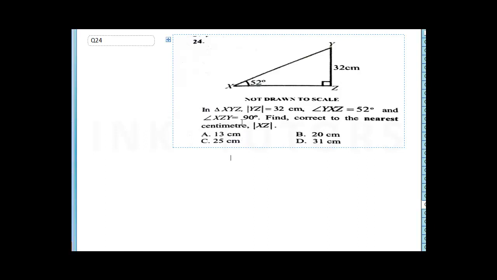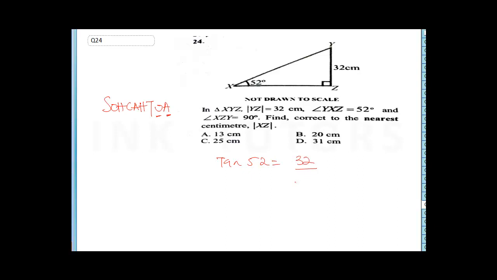Then the next question says in this triangle, YZ is 32 cm, angle YXZ is 52, and angle XYZ is 90. This is a right angle triangle. So all you need to do is apply your SOHCAHTOA theorem. We're being asked to find XZ. Now you know that XZ is the adjacent. When it has to do with the opposite and the adjacent, you involve your tangent. So from your SOHCAHTOA formula, you can see opposite and adjacent has to do with tangent. So we'll say tan 52 is equal to opposite, which is 32, over our adjacent, which is XZ.